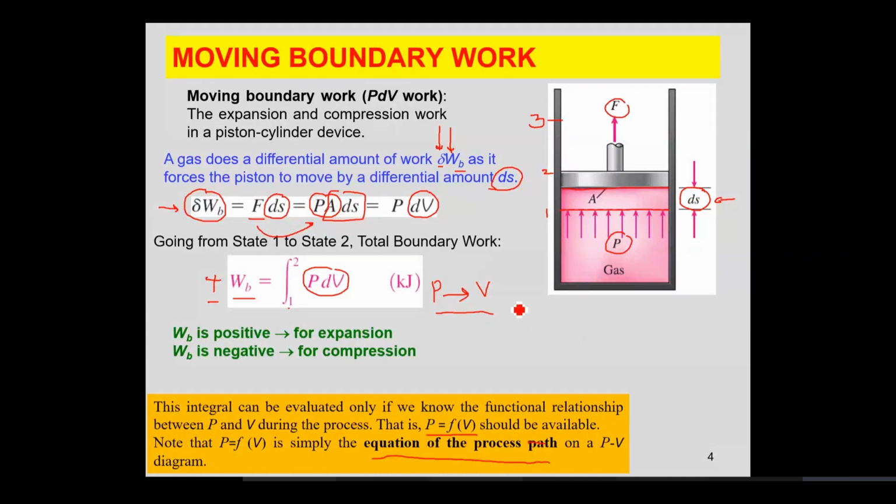So let's say I have this pressure and volume curve, and this is my state 1 and this is my state 2. If I moved this way, path A, or if I moved this way, path B, both would have different relationships between pressure and volume. So in order to calculate the boundary work, you need to have a relationship between pressure and volume, and that relationship is nothing but the equation of the process path.